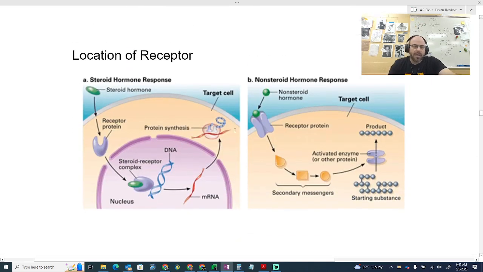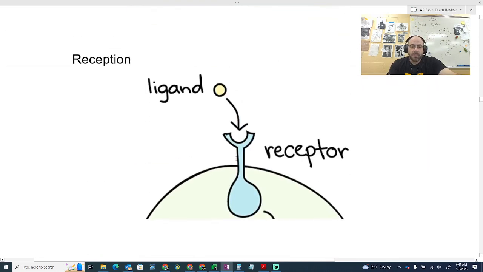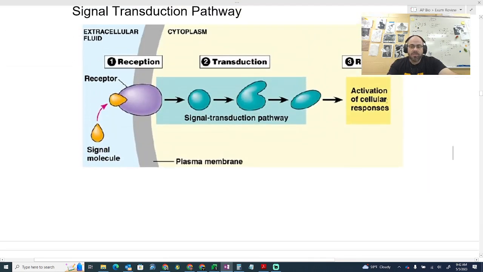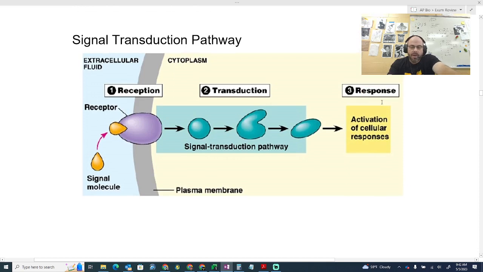The receptors can be located inside or outside of the cell, depending on the type of hormone it's receiving. If it's a steroid hormone, remember steroids are lipids, and that's going to be received inside the cell. Why is that? Because steroids can pass directly through the cell membrane because they're lipids, so the receptor is going to be found inside. You still have the transduction, you still have the response. I didn't say this: the response is usually some sort of protein that is going to be made, right?